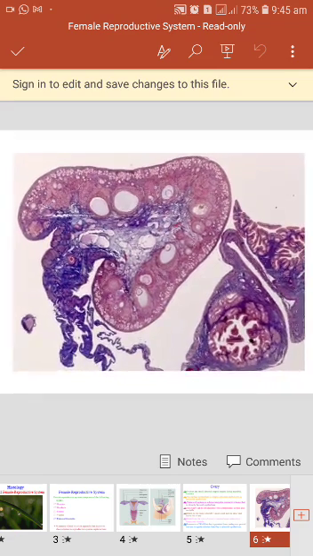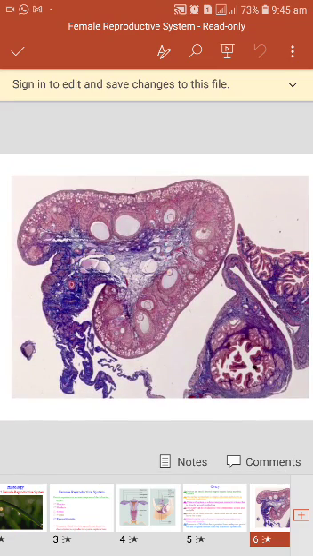In this diagram, you can see the histological structure of the ovaries. The outermost layer of the ovary is a germinal epithelium made up of simple cuboidal epithelium. Then, just beneath this germinal epithelium, there is a layer of dense irregular connective tissue known as the tunica albuginea.